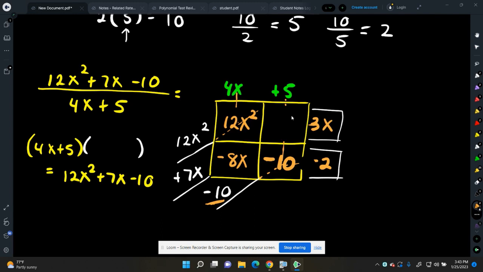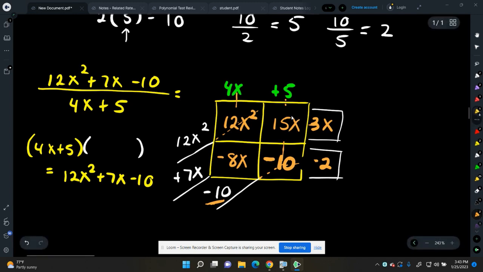Well, if I know that's a 3x, now I can fill in this corner because I have 5 times 3x is 15x. Let's check and make sure it works. Here we have our 12x squared. That's good. So now here I've got 15x squared minus 8x squared, which gives me 7x squared. So that's good. And then here we have negative 10. So it works. So what's my answer?